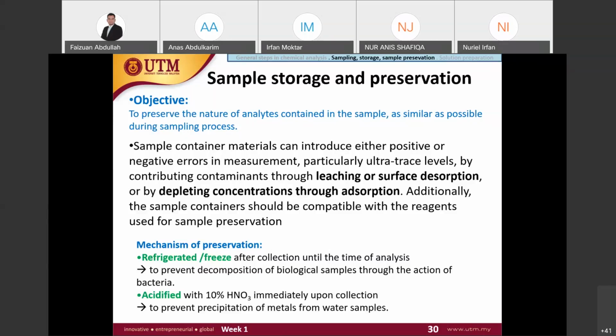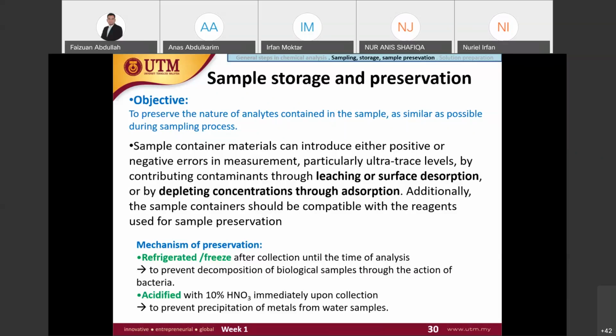By contributing contaminants through leaching or surface desorption. What is leaching? Leaching is a process where a solid material dissolves, and the compounds inside the solid get into the liquid. What is an example of the leaching process?